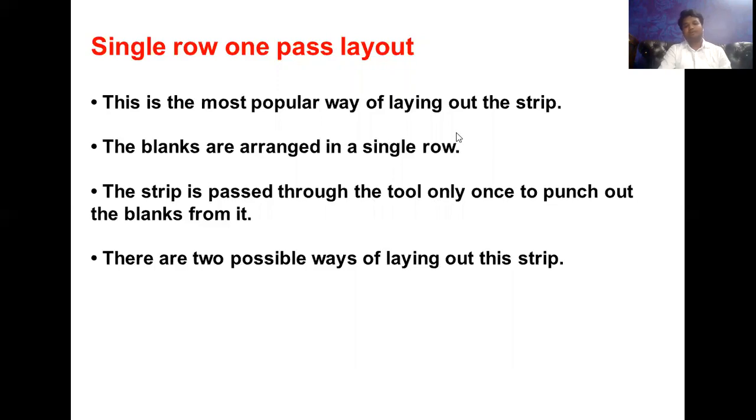This is the most popular way of laying out the strip. The blanks are arranged in a single row. The strip is passed through the tool only once to punch out the blanks from it. There are two possible ways of laying out the strip. Single row one pass indicates that the strip is passed through the tool only once to punch out the blanks from it, and the blanks are arranged in a single row. There are two possible ways of arranging this layout.